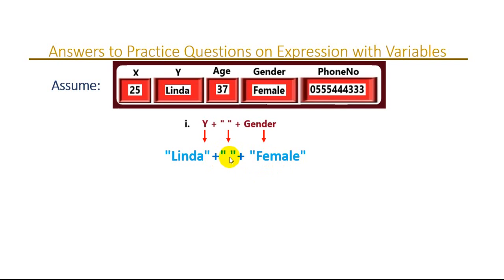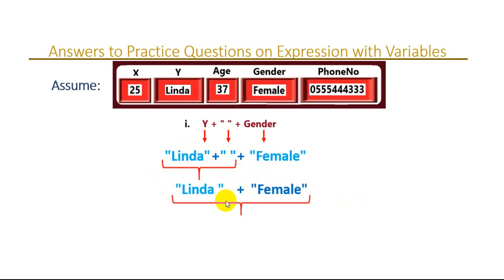Now, since there are two pluses, or two concatenations, we have to do the leftmost one first. When you concatenate Linda and a space, the result is Linda and 1 space. See, here there is no space. Linda, we join this space, so it has now become Linda and a single space. The rest we have is plus this female. Now we concatenate these two, and we get Linda, space, and then female joined like this.